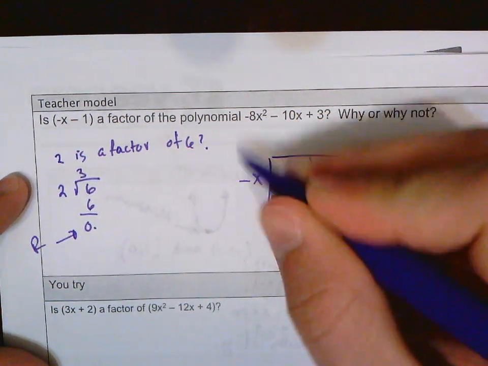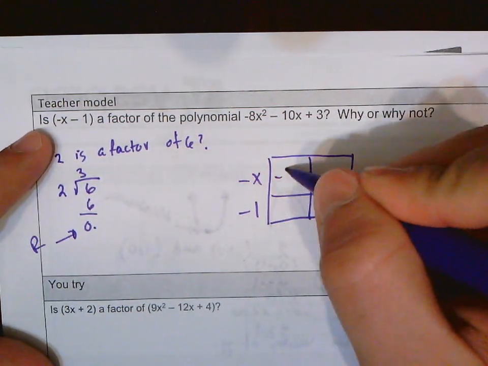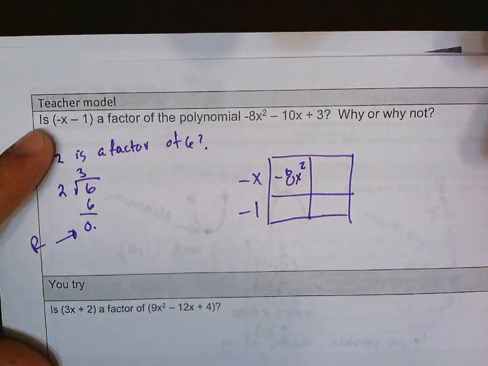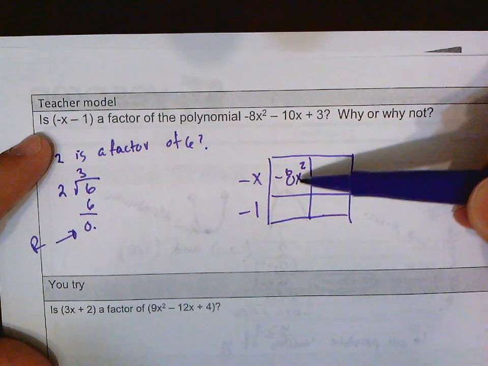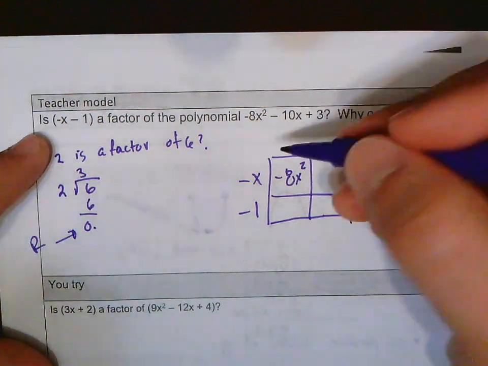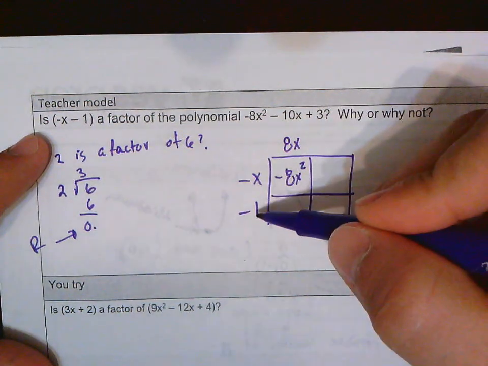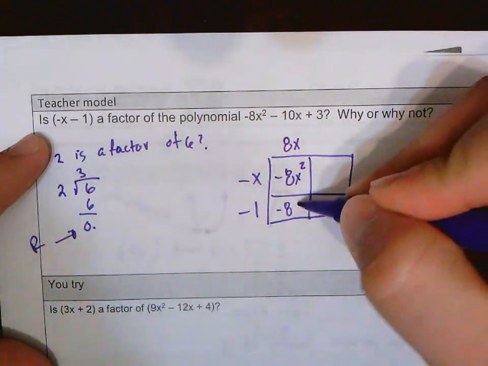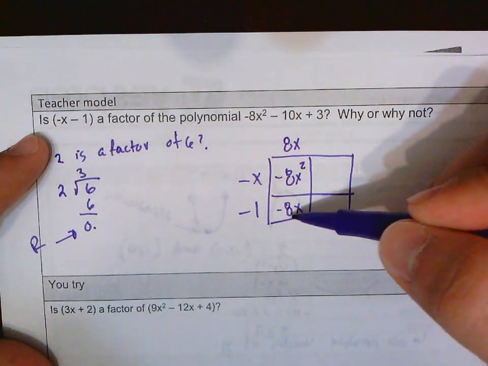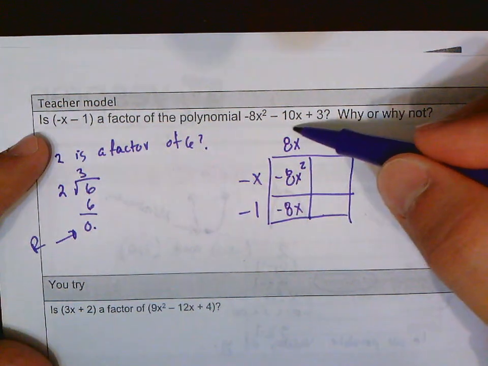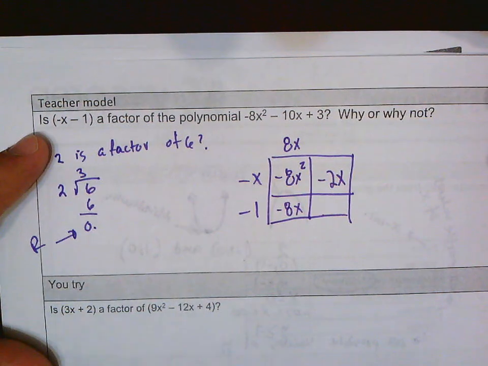I'm going to write down my divisor here, negative x minus 1, and negative 8x squared here. Now I'm going to start asking myself, what times negative x gives me negative 8x squared? The answer is 8x. I multiply 8x times negative 1, that gives me negative 8x. Then I ask myself, how can I get from negative 8x to negative 10x? That is by subtracting 2x.